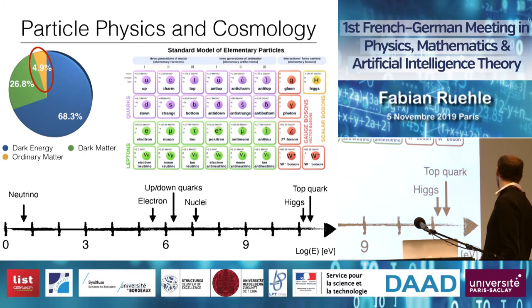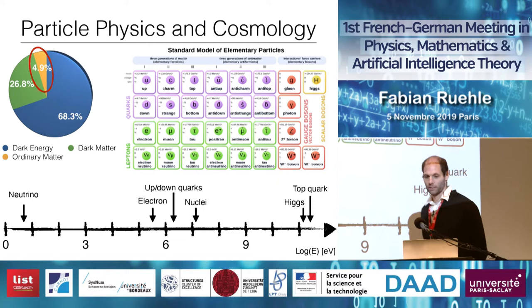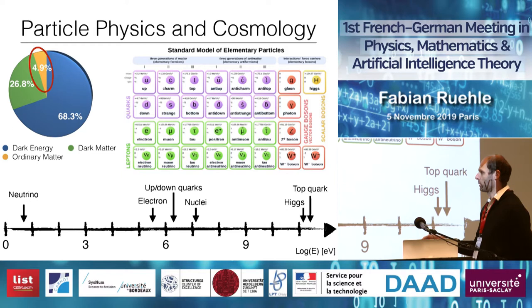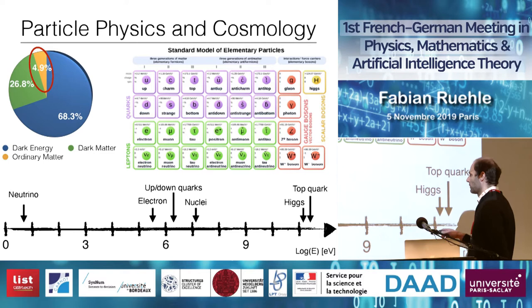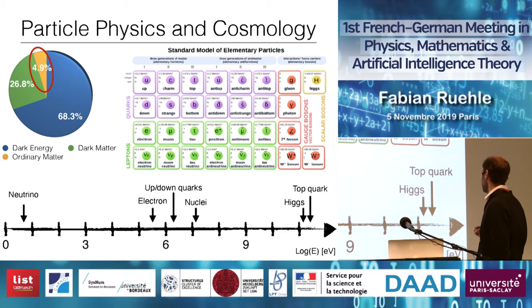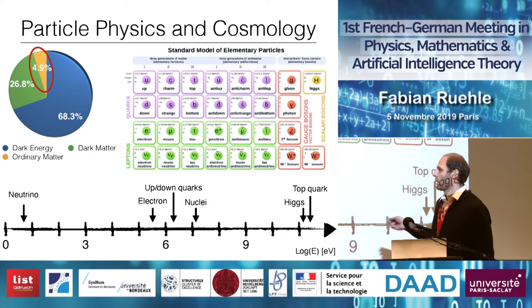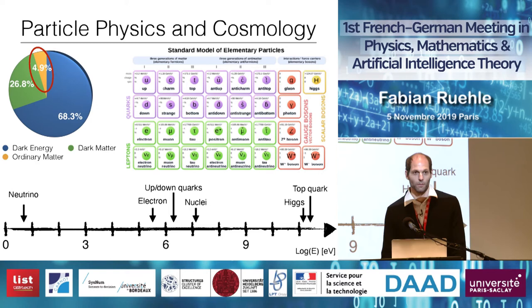Down here we have the energy scale in electron volts. An electron volt is the energy which an electron has after it is accelerated by 1 volt. And you see this is rather spread out. The elementary particles are somewhere between the one electron volt range for the neutrinos, then we have the electrons, the quarks, and then up here at the very top, we have the heaviest quark, the top quark, and the Higgs. So we have 10 or 12 orders of magnitude spanned by elementary particles that make up this, and their binding energy makes up this 5% of the energy budget.